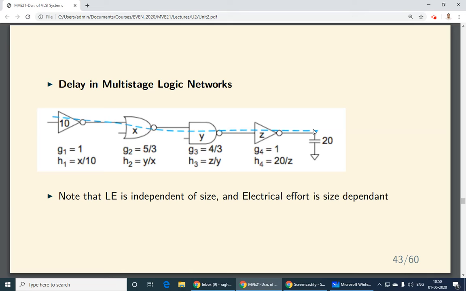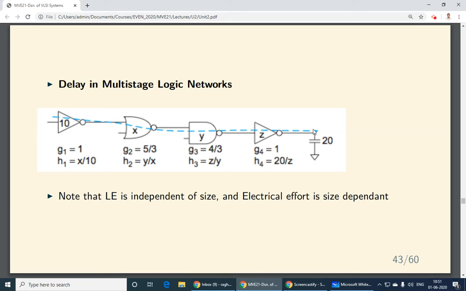Now, the linear delay model is a new delay model where we have extra functionality. It is not just an equation to calculate the delay. We can do that also, D equal to GH plus P. But in addition to that, we are also going to see how to use it to size these gates. So for example, here X, Y, Z are not known. They are variables. What values should I put for X, Y, Z such that the delay along this blue path is minimum? And that is what the method of logical effort gives us.